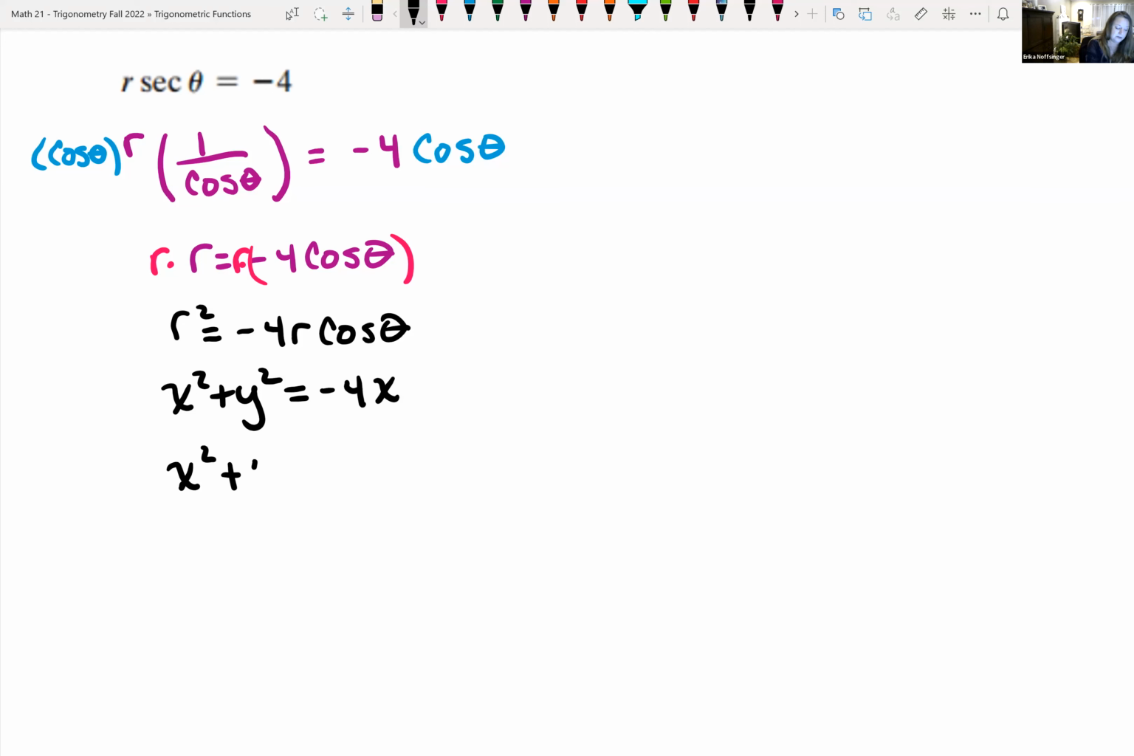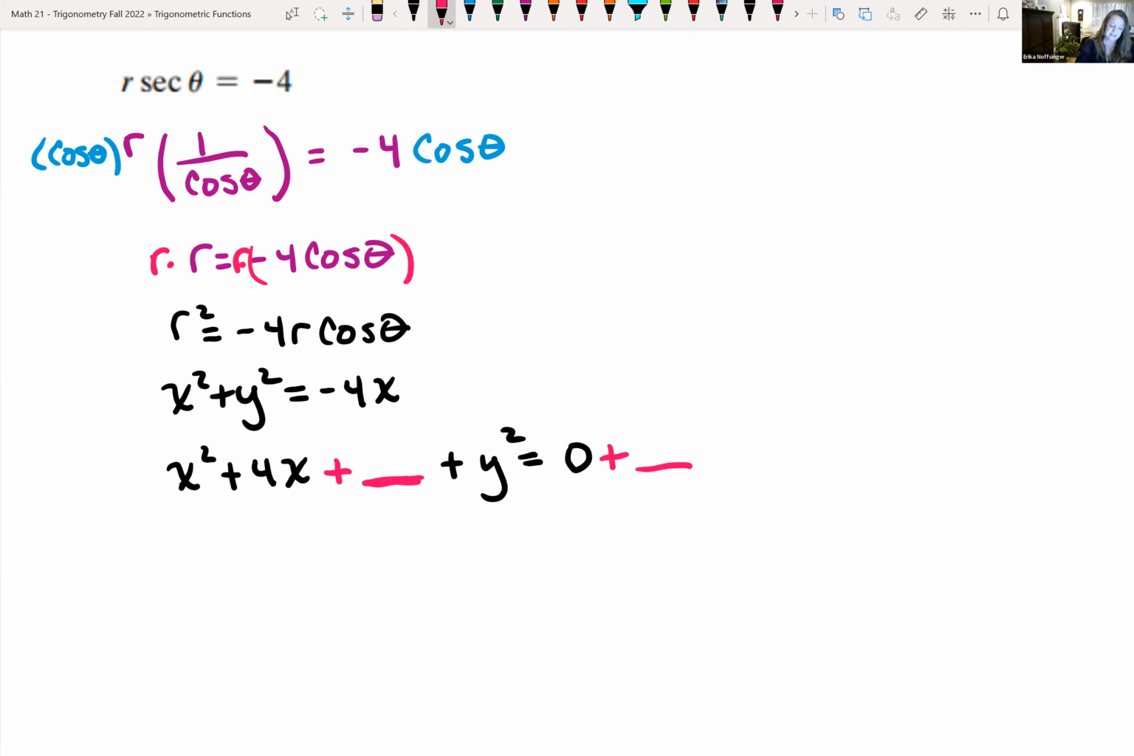So I have x squared plus 4x. I'm going to leave some room here because I notice I'm going to need to complete the square. So I'm going to add something in here to make that a perfect square. Plus y squared is equal to, well, I have 0 on this side of the equation, but I'm going to add something to this side to make that a perfect square for my x term.